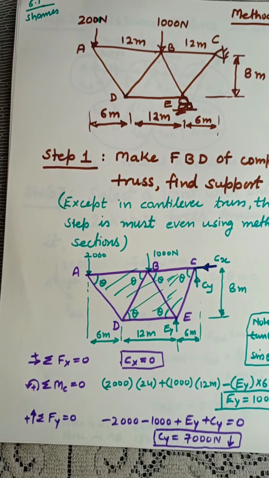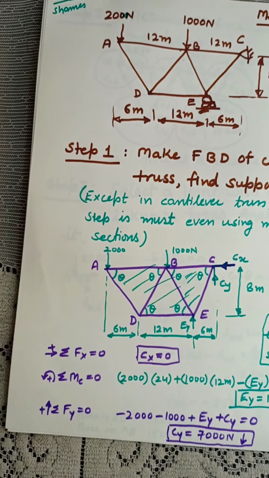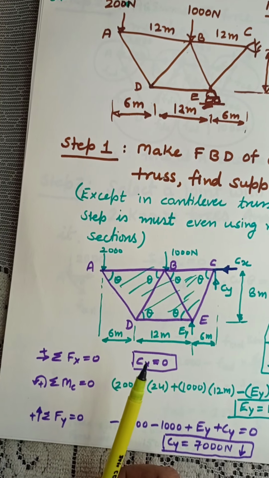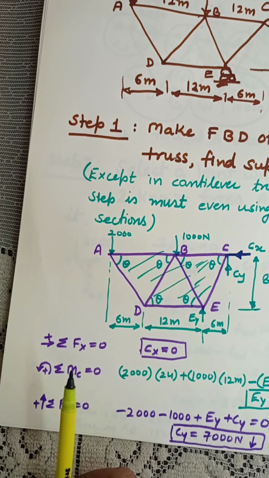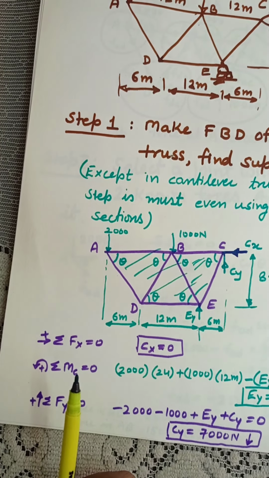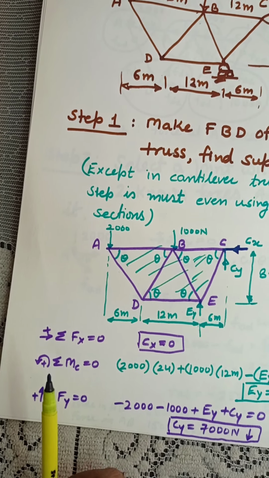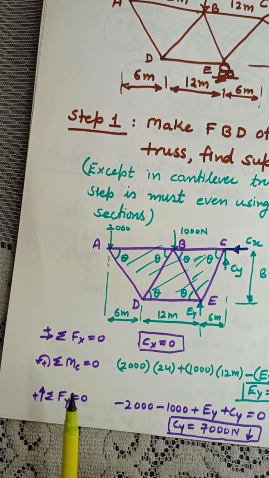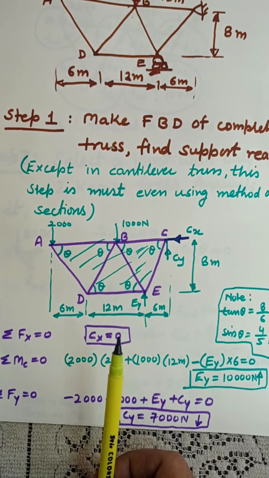As in Shames and other standard authors, the first one is summation Fx equals 0, taking the rightward direction as positive. Summation of moment equals 0, taking moments about point C, with anti-clockwise taken as positive and clockwise as negative. Summation Fy equals 0, taking upward as positive. So from the first equation, Cx is equal to 0.